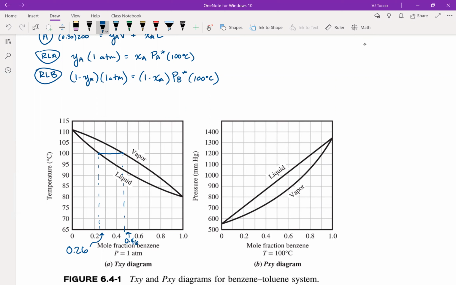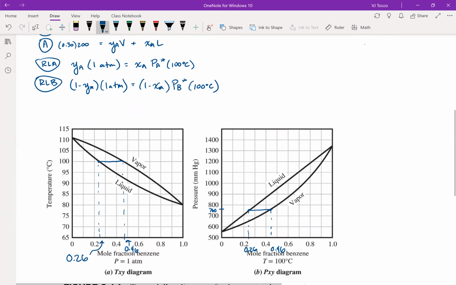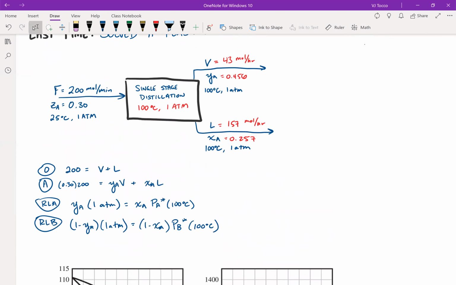And doing it the PXY way, so my temperature is 100 C for this particular PXY diagram. 1 atmosphere is 760 mmHg. So once again, I've got a little bit of uncertainty here, but if I draw my tie line all the way across, I would obtain roughly the same thing. So 0.26 and 0.46. And if I check that against what I got the algebraic way, 0.456 rounds to 0.46, 0.257 rounds to 0.26.